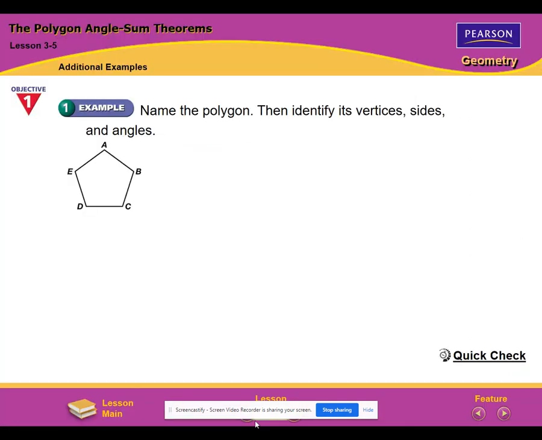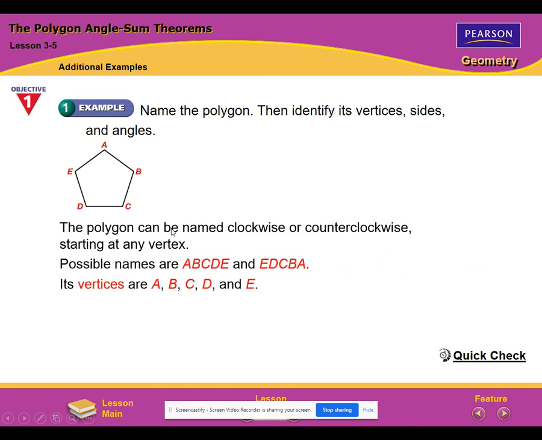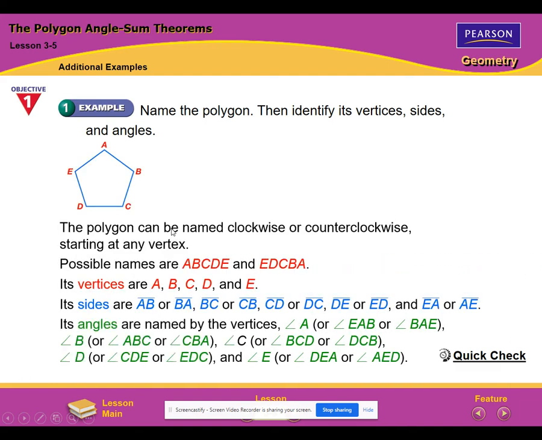All right, so a couple of examples here. Name the polygon, then identify its vertices, sides, and angles. Its vertices would be the 5 letters. Its angles would be the 5 letters with the angle symbol, and the sides would just be the segments, so segment AB, segment BC, etc. I'm just going to show you the answer here and move on to the next problem. Pause it if you need to.